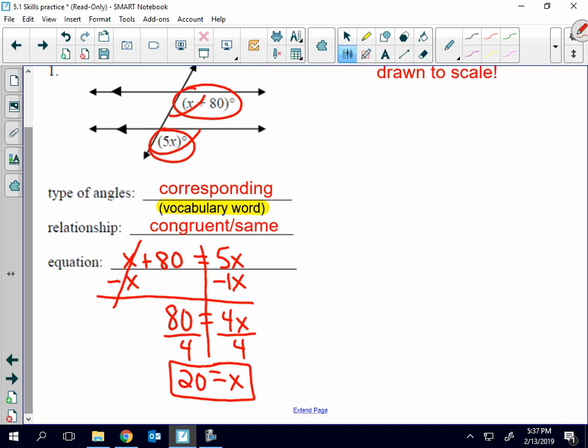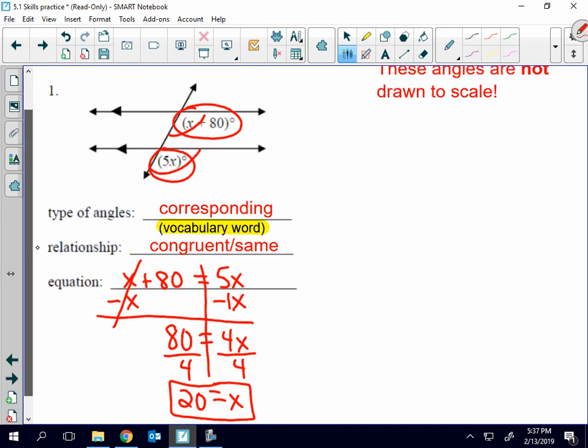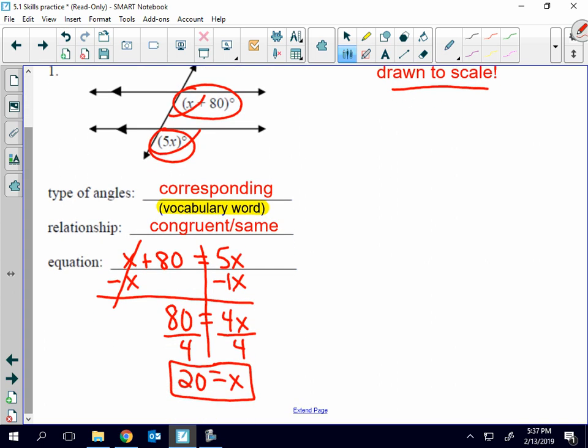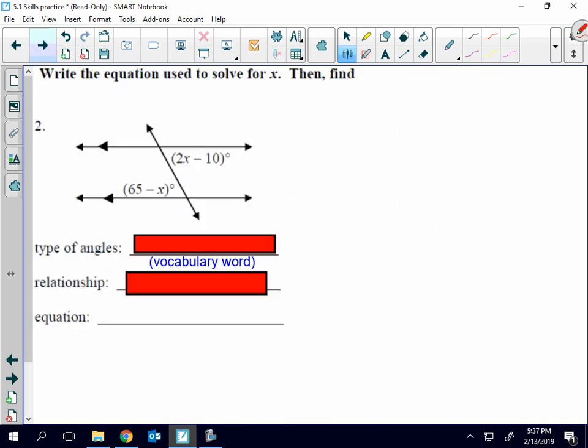And just so you're aware, as we get through these, they are not drawn to scale. So if you see something that doesn't make sense, don't worry about it, just make sure the math works. All right, number 2.